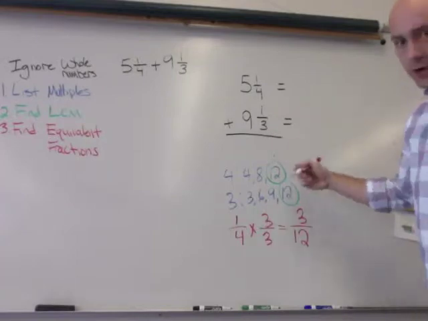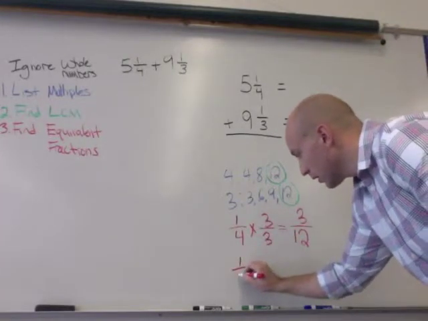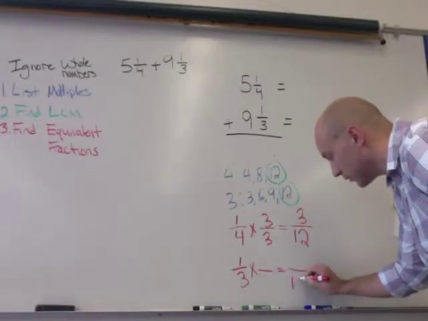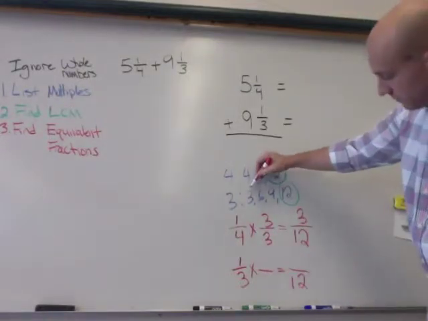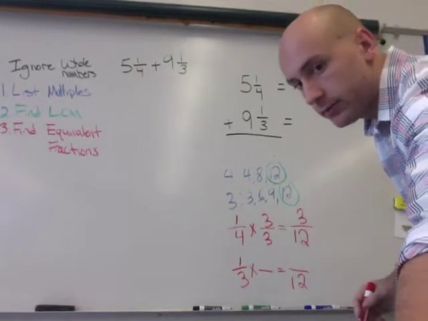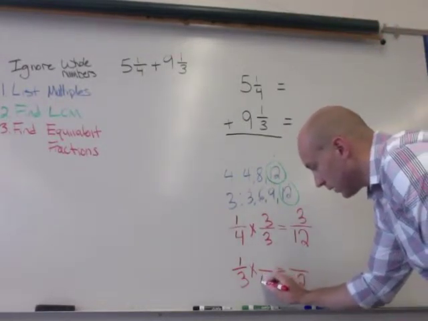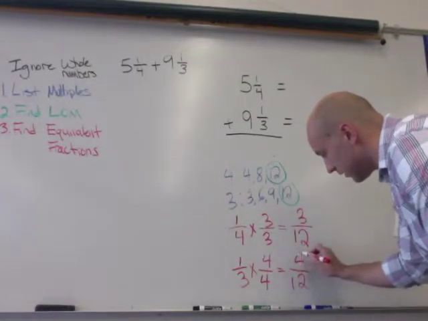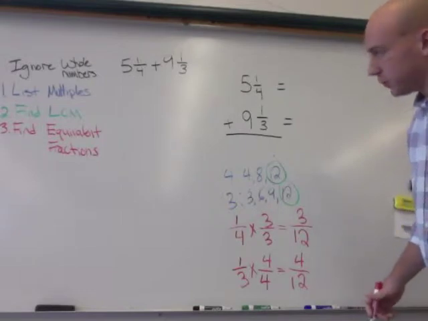For our 1/3, we are going to times it by something to equal something over 12. So we times it by 1, 2, 3, 4 to get to 12. So if we times the bottom by 4, we times the top by 4. So now our new fraction for 1/3 is 4/12.